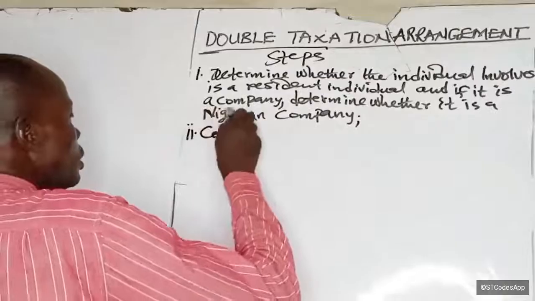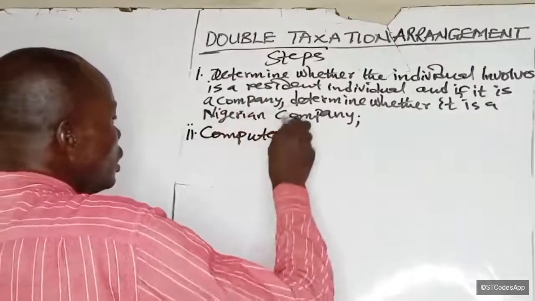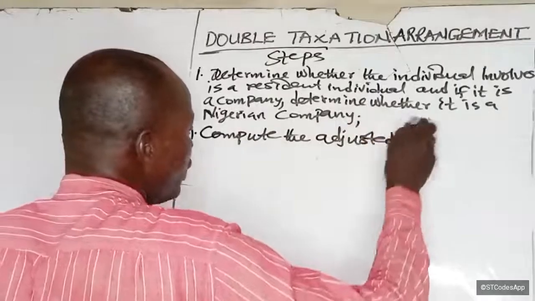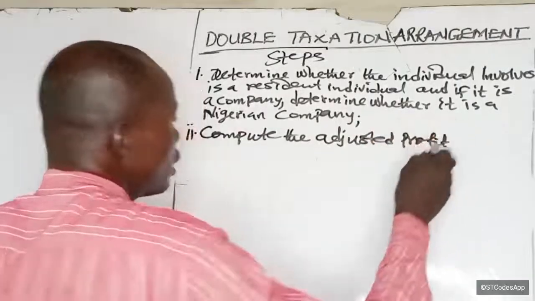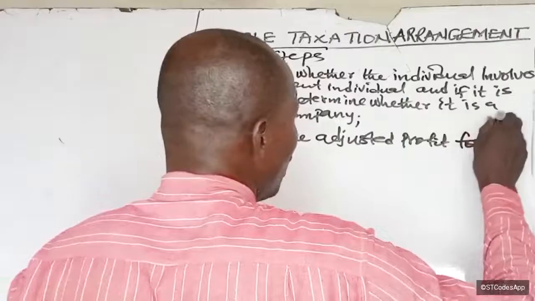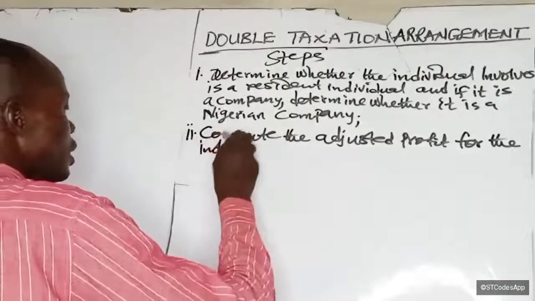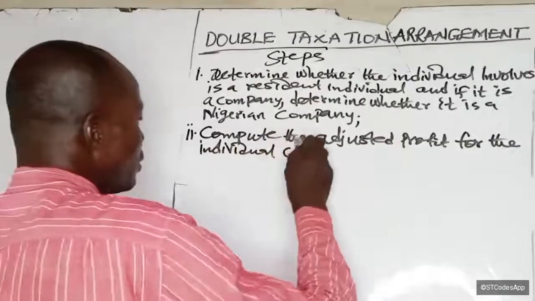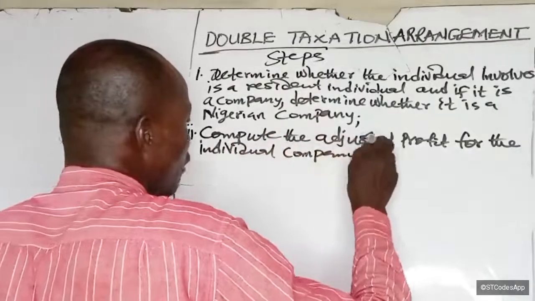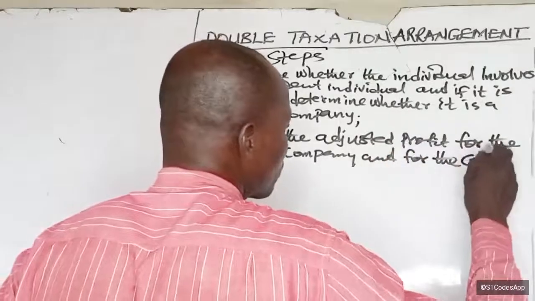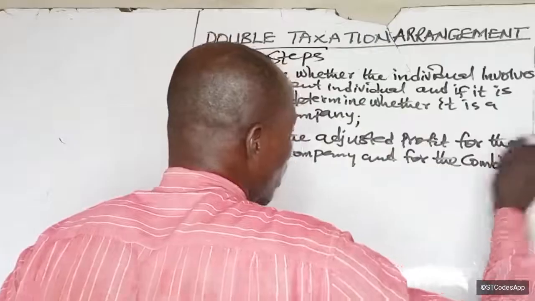Compute the adjusted profit for the individual, the company, and for the combined operations.